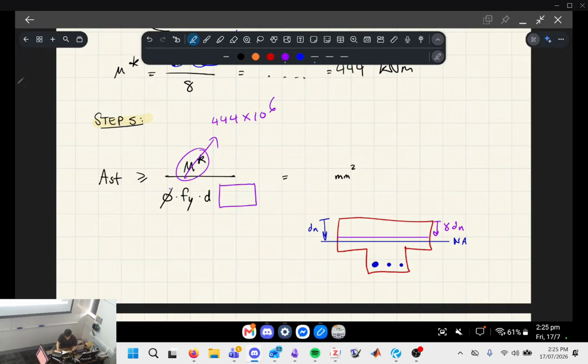And we have a ductile section. So the reduction factor is 0.85. We have 500 MPa steel. This is all wrong.